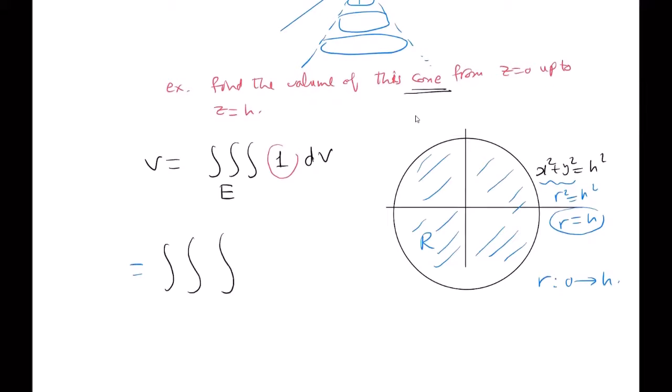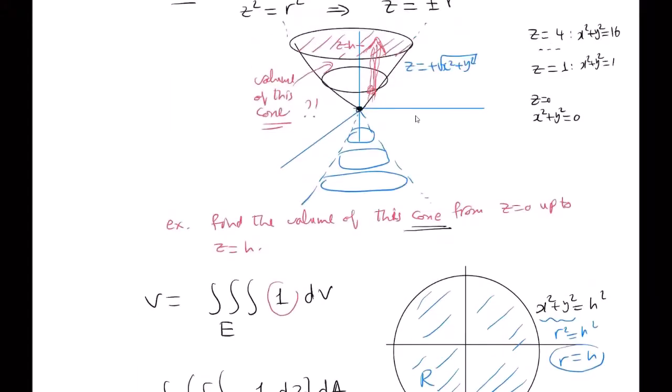ايه دي؟ دي بقى نكتبها ازاي؟ dz, dz dA. dA, this is 1 dz dA, and z varies from 0 to h. لا z مش من 0، الزد من هنا من على الكون، ما تبدأيش من تحت خالص.